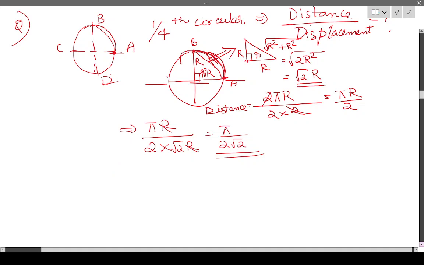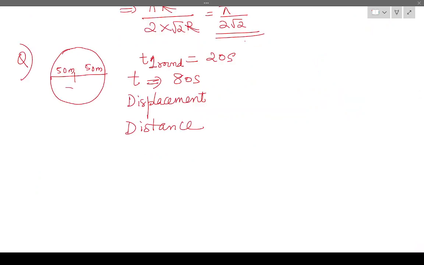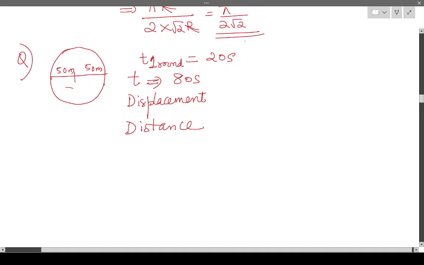Next. The same question we will discuss from a different point of view. This is the question. Time taken to complete one round is equal to 20 seconds. And by the end of 80 seconds, that means 1 minute and 20 seconds, what is the displacement and what is the distance?